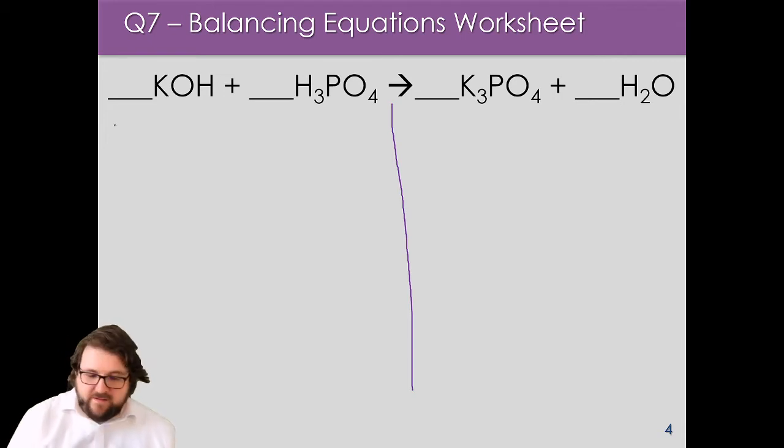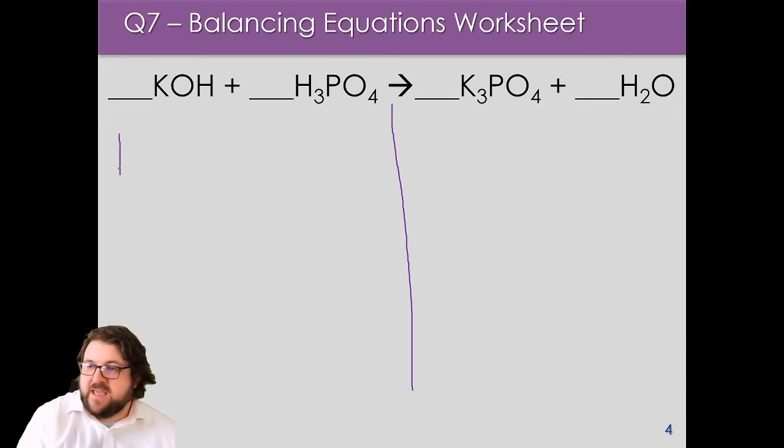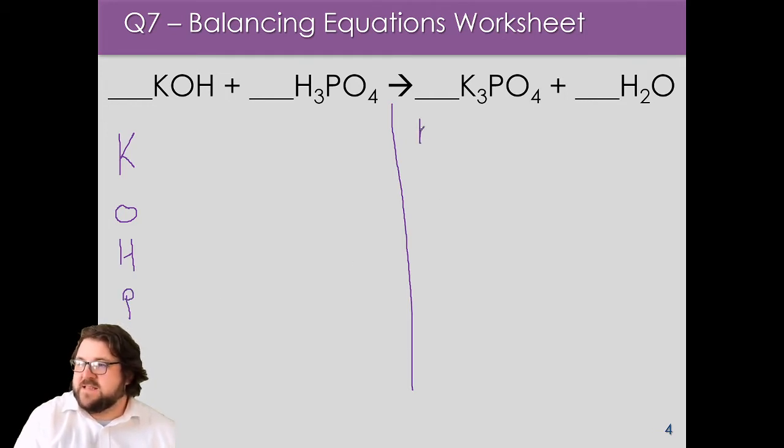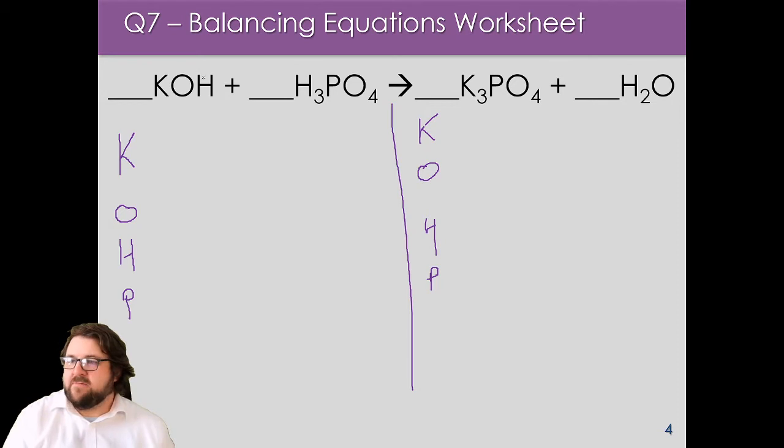I'm going to write out the elements. So we've got K, potassium, O, oxygen, H, hydrogen, and P, phosphorus, and that's it. Let's count each one up.